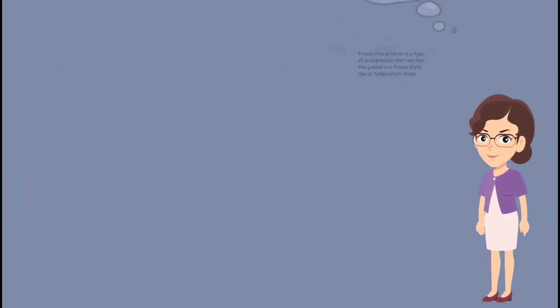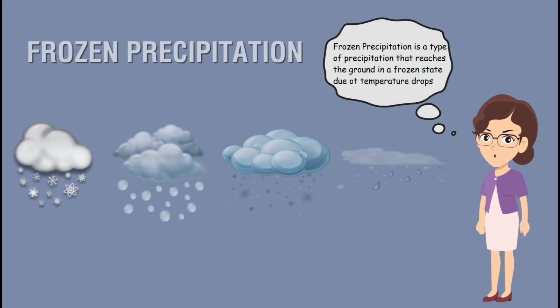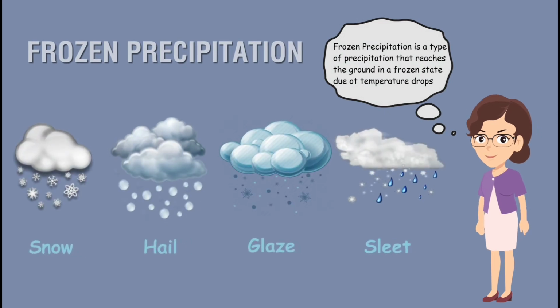The other type is frozen precipitation. An example of this is the snow. It is a precipitation of solid water, mainly in the form of branched hexagonal crystals, resulting from condensation of water vapor directly to ice.